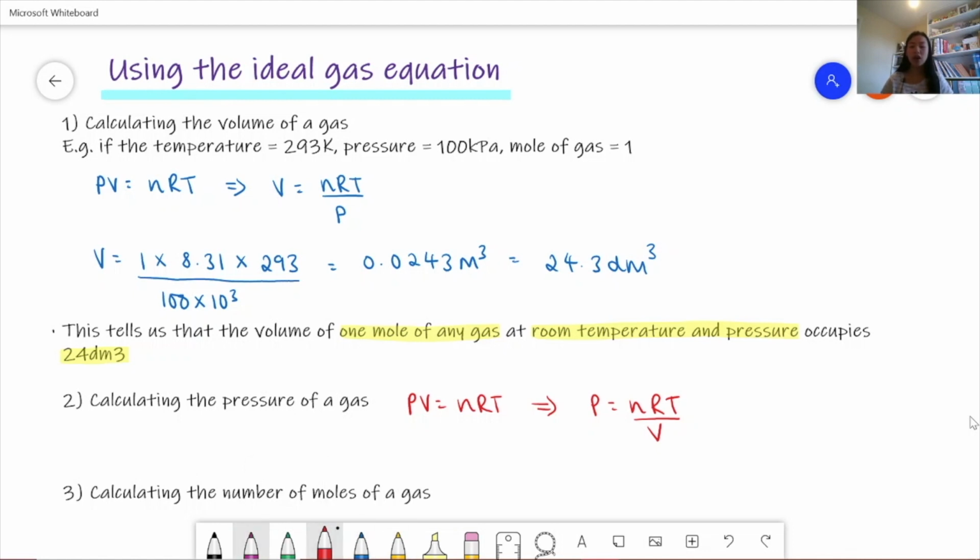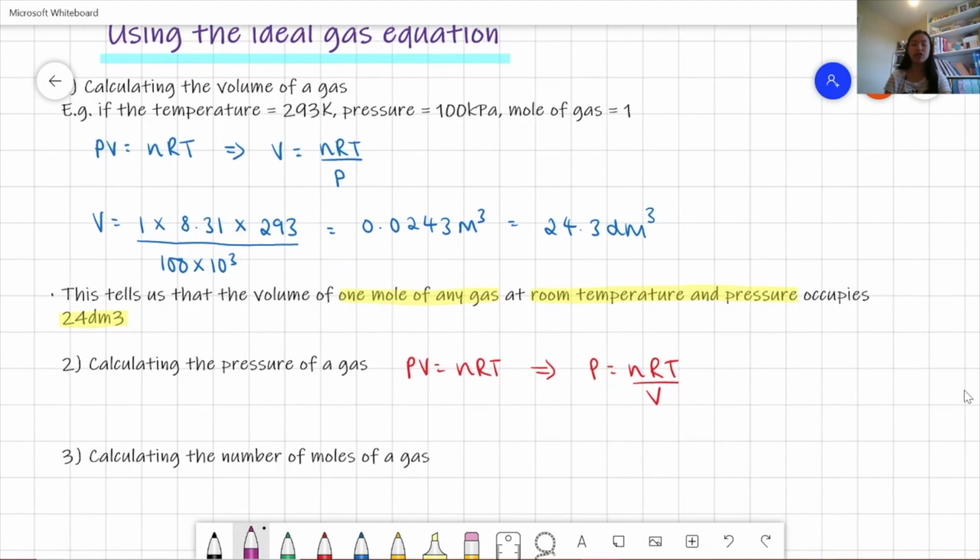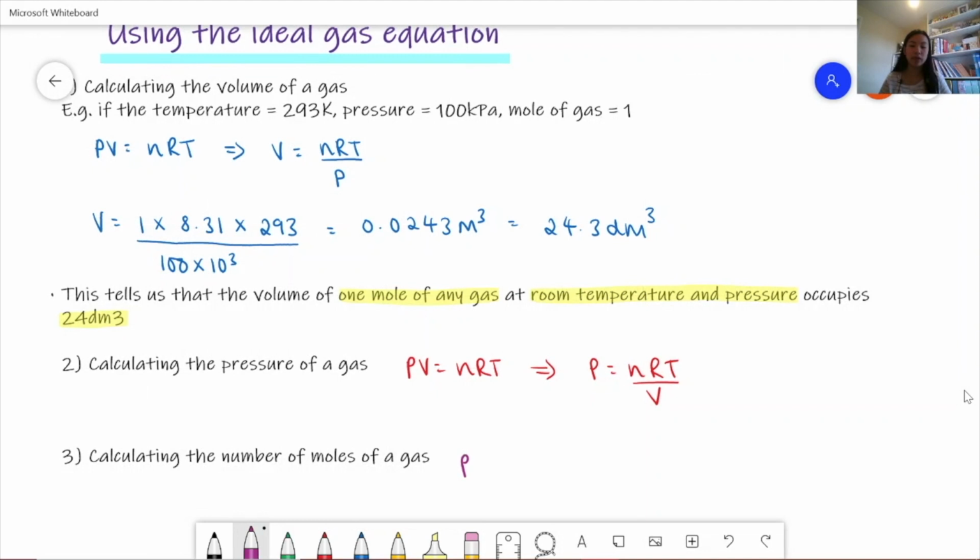And then finally, we have calculating the number of moles of a gas. So again, we just rearrange the equation. So we have PV is equal to nRT. So this time we need n as the subject. So we have n is equal to PV, and then we take R and T over to the other side.